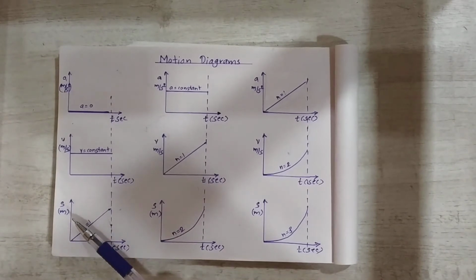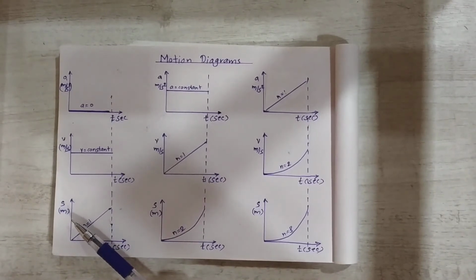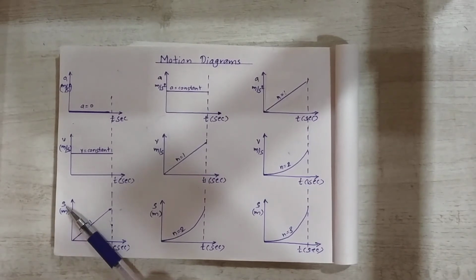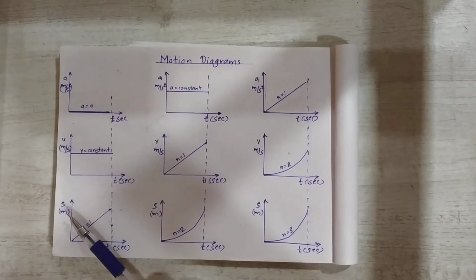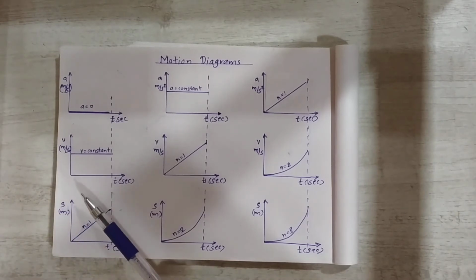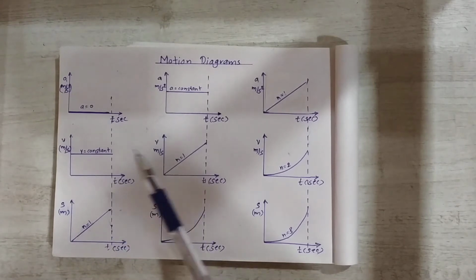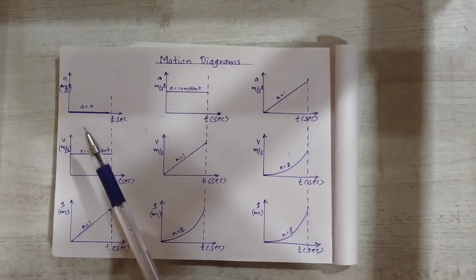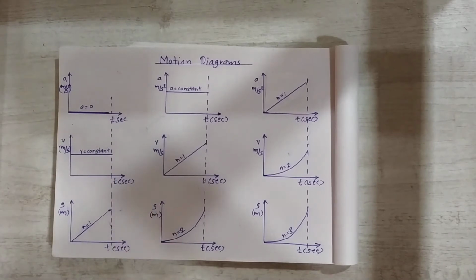If we start from the bottom and go up, that is displacement. S stands for displacement, its unit is meter. When we find the derivative of displacement, that is ds by dt, that is velocity. And for velocity, if we find the further derivative, that is acceleration, and its unit is meter per second square.